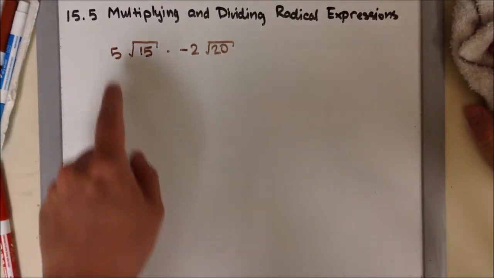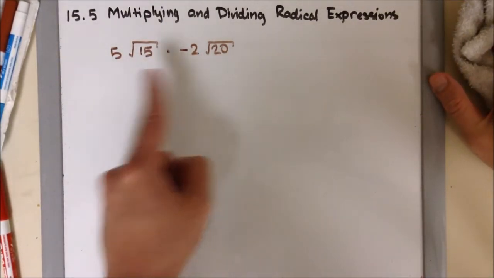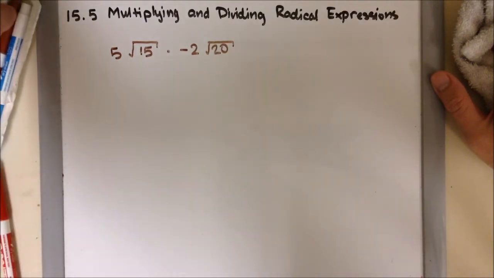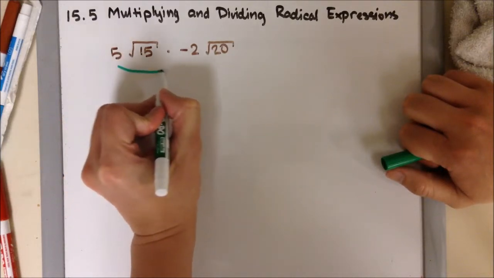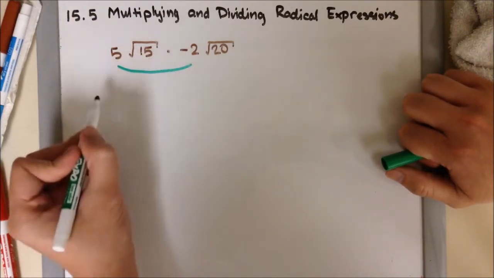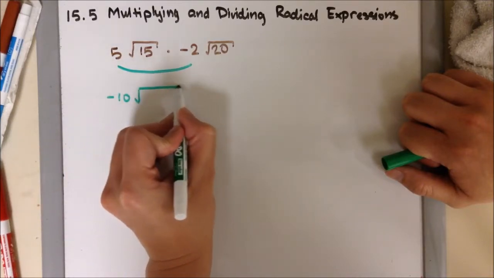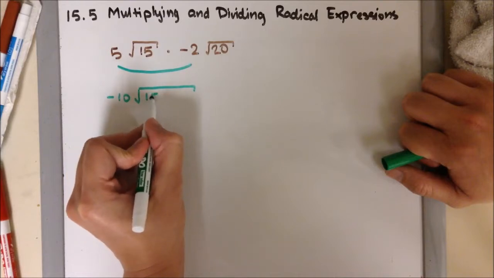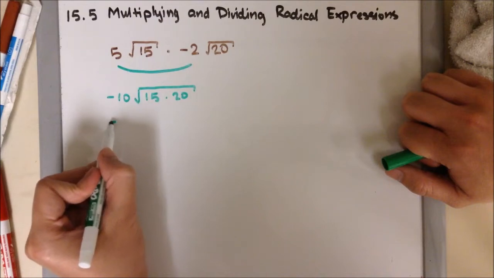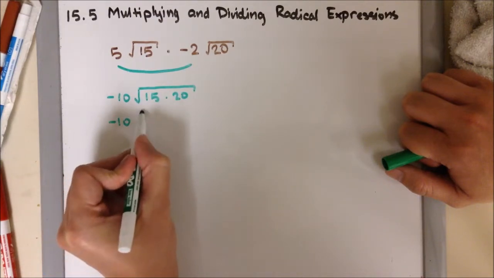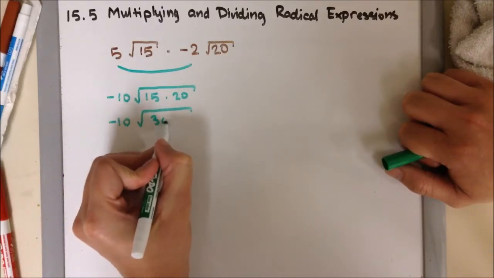In this example, we have 5 square root of 15 times negative 2 square root of 20. So, just like the last example, I'm going to multiply outside with outside and inside with inside. So, 5 times negative 2 will be negative 10. And we're working with square root, so it's going to be 15 times 20. So I'm still going to have the negative 10 outside. And then when I multiply 15 times 20, that is going to be 300.